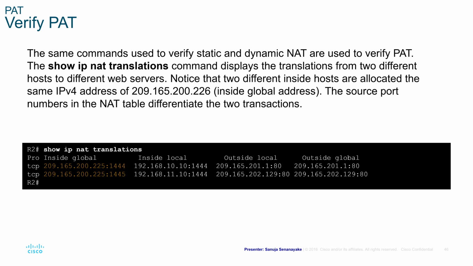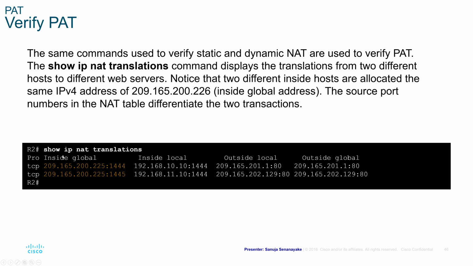So how do you verify PAT? The same commands used to verify static and dynamic NAT are used to verify PAT. The show ip nat translations command, remember that command, can be used to display the translations from two different hosts to different web servers in the previous example. Notice that the two different inside hosts are allocated the same IPv4 address of 209.165.200.226 as inside global address in that PAT example, but the source port numbers in the NAT table differentiate the two transactions.